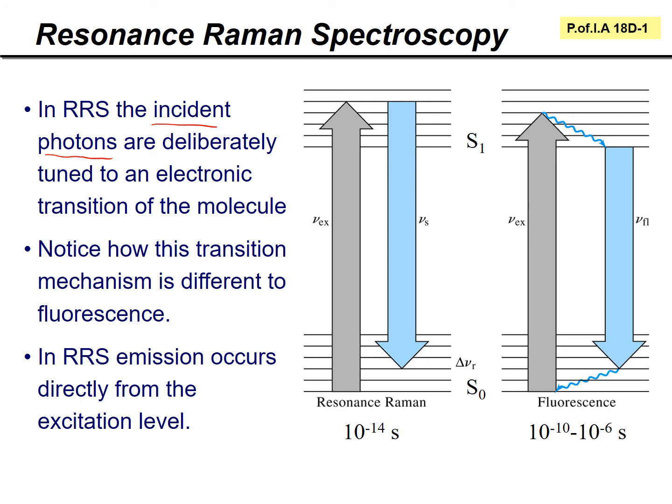But in resonance Raman, that's exactly what they do. They deliberately tune the incident photons to the electronic transition of the molecule. In some setups, often when there are metallic surfaces nearby, this can enhance the Raman signal hugely. So resonance Raman can enhance, in the right circumstances, by orders of magnitude the amount of scattered photons.